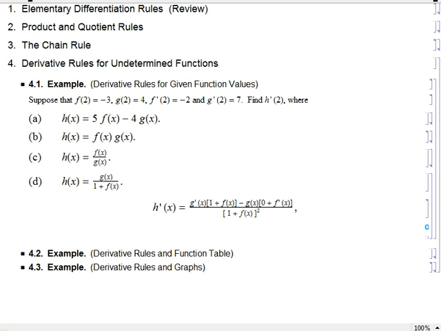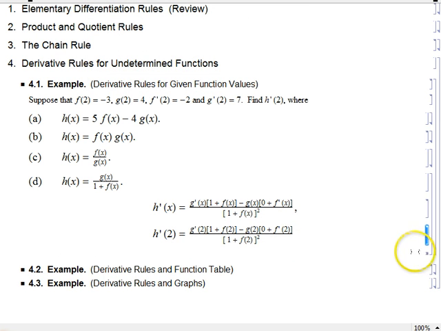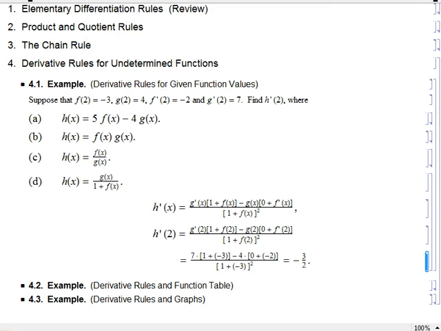And then what do we do? x is 2, isn't it? Alright. And then plug in all those values in the right places. g prime of 2 is 7, f of 2 is negative 3, g of 2 is negative 4, f prime of 2 is negative 2. Run all the computation on the calculator. You get negative 3/2. Not difficult at all.